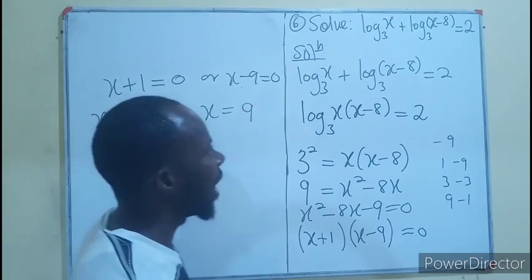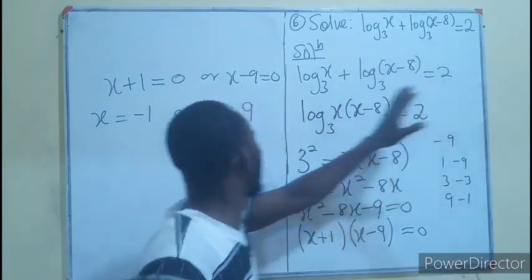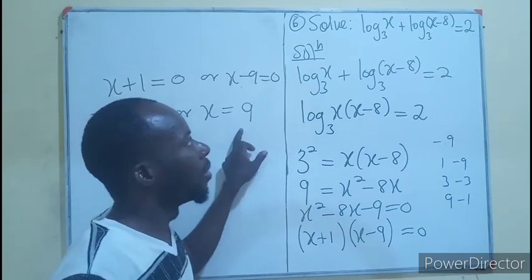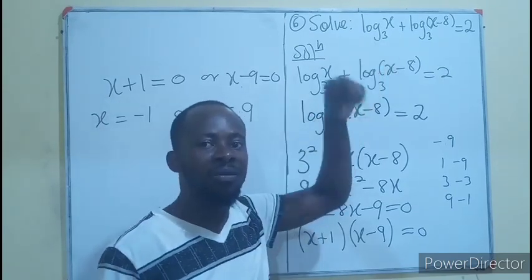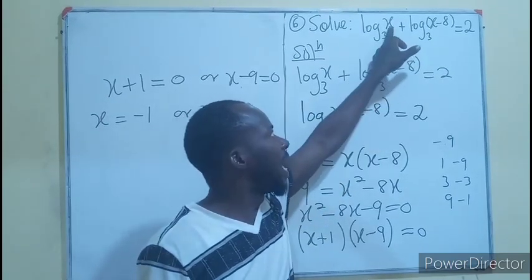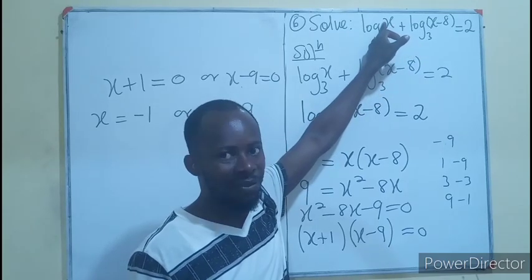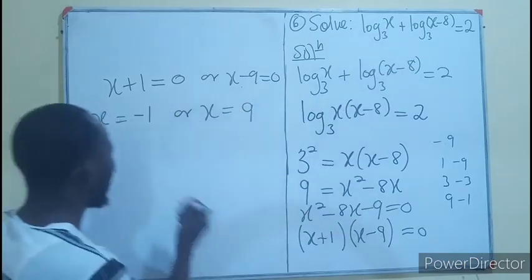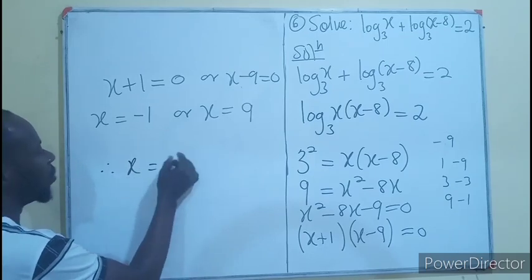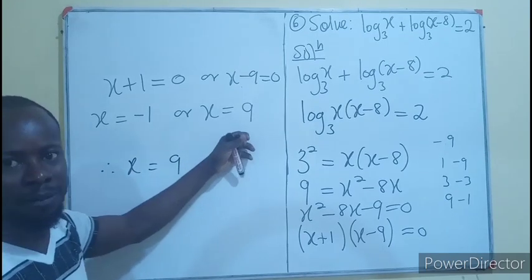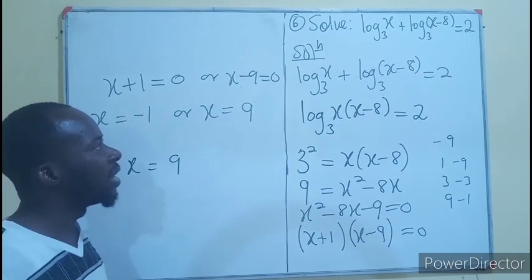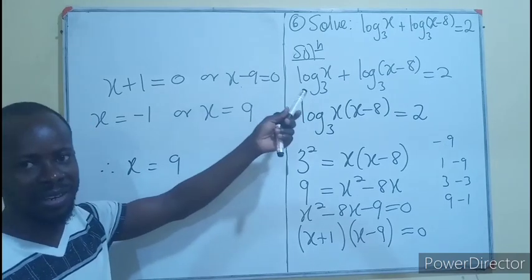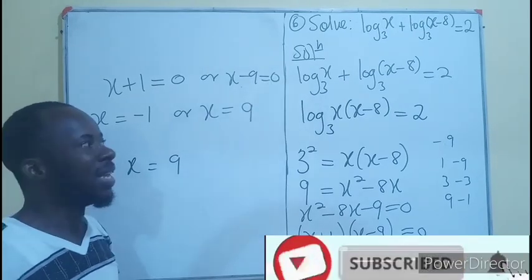So the values of x for this expression will be either negative 1 or 9. But we know logarithms don't have a negative value, so x cannot be negative 1 here. Therefore, x is going to be only 9. The 9 alone satisfies this logarithmic equation.